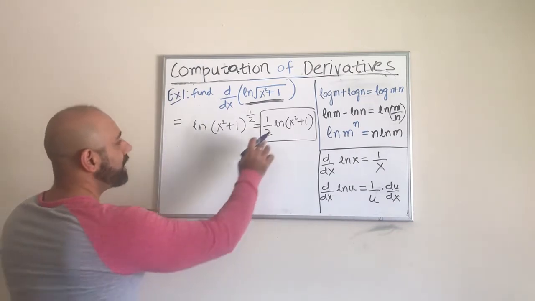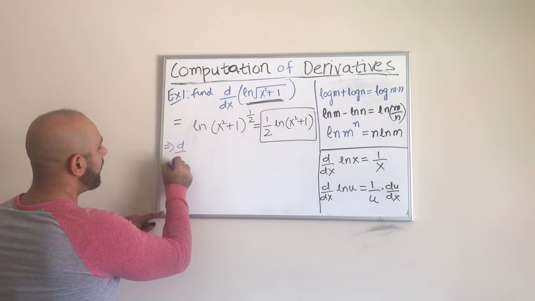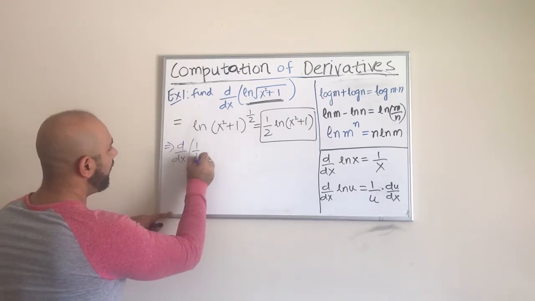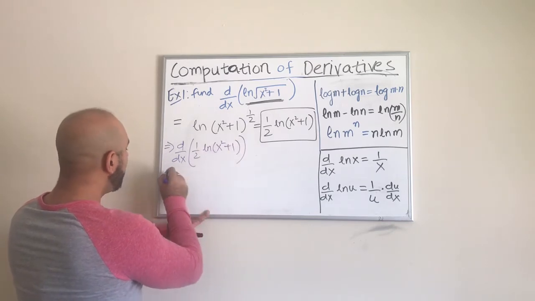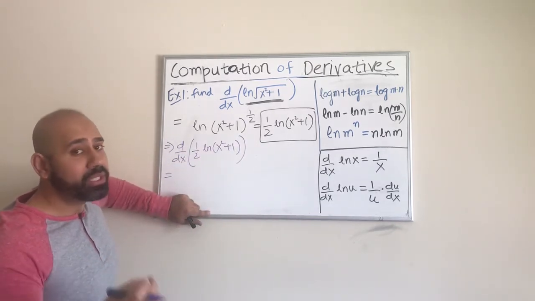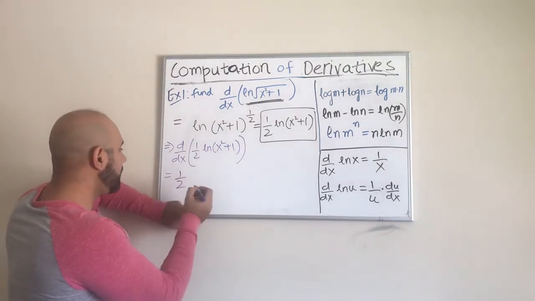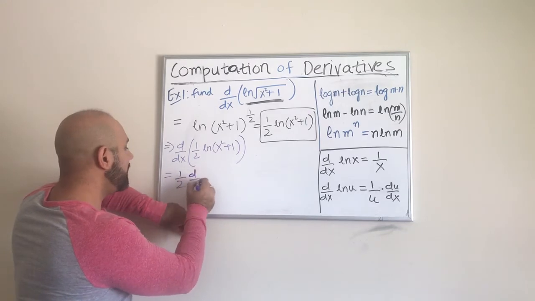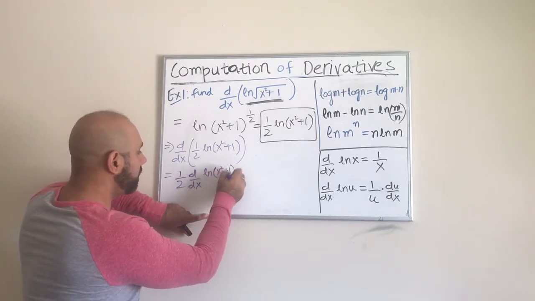So now let us try to write the derivative of this function. So d over dx of this whole function, 1/2 ln of x squared plus 1. Now what we can do first of all is we know what to do with the constants. When we are trying to find the derivative, we just take them outside because we don't do anything with them. So just take this 1/2 outside, and it's just d over dx of ln of x squared plus 1.